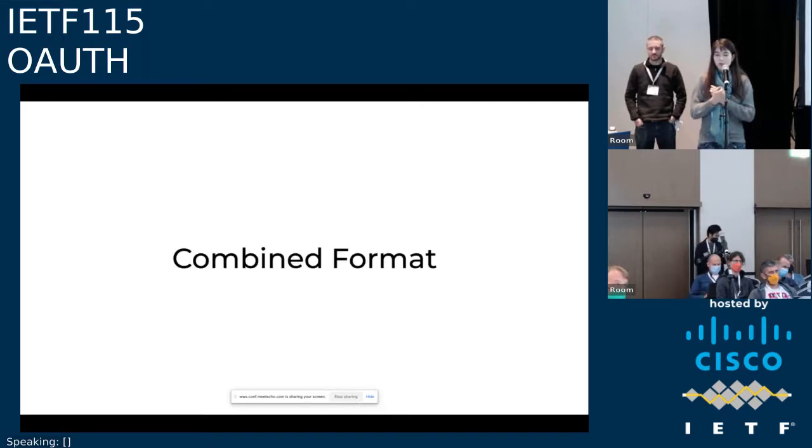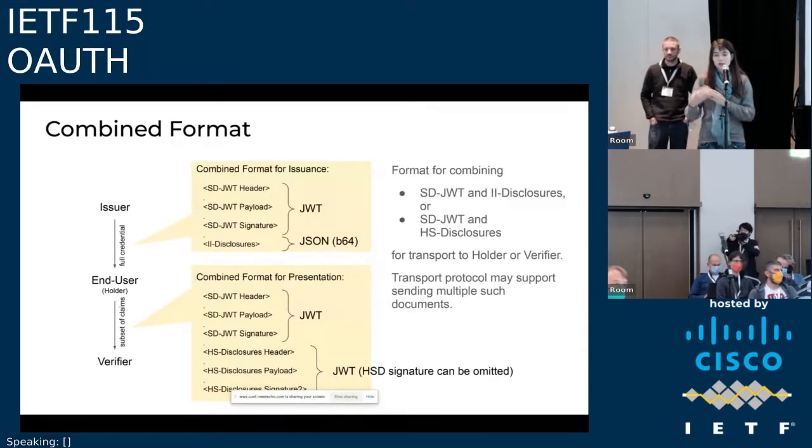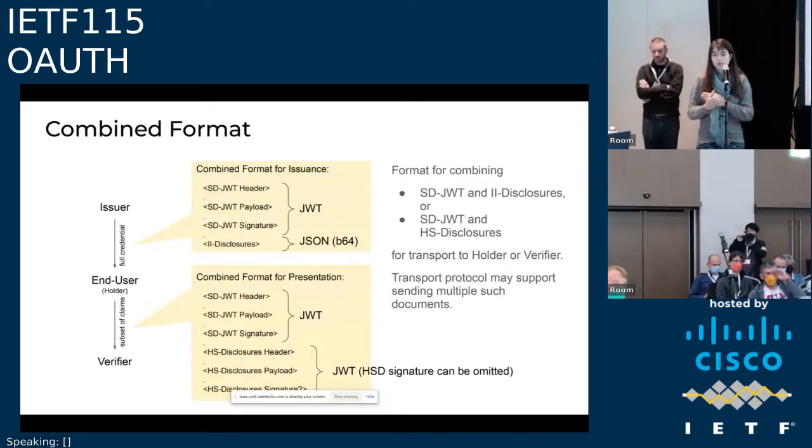So from the implementers, we also received the feedback that, if you go to the next slide, people wanted clarification of how these objects are actually being sent, transported between issuer and end user, and then end user and the verifier. So we introduced the concept of combined formats. The combined format of issuance consists of 4 dot separated parts, where the first 3 is a JOT, which is the signed SD JOT, and the last part is base64 URL encoded JSON, which is this issuer disclosures object.